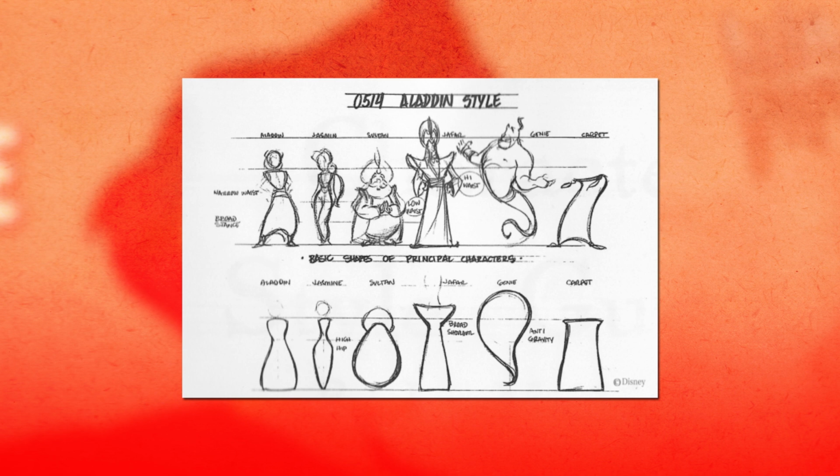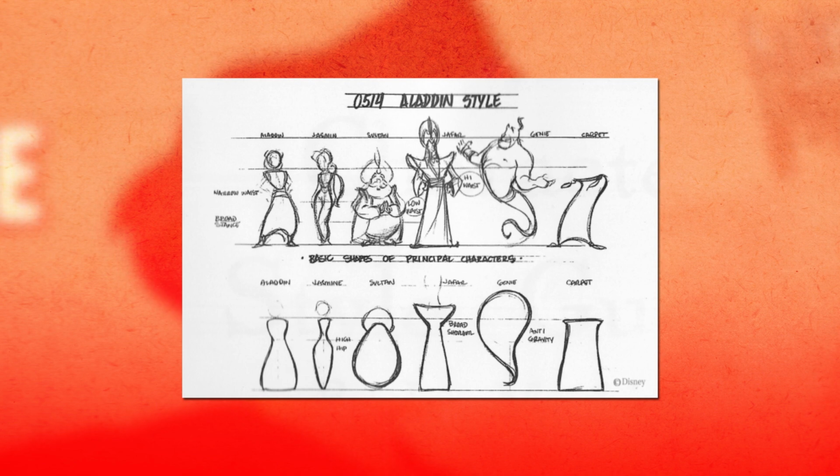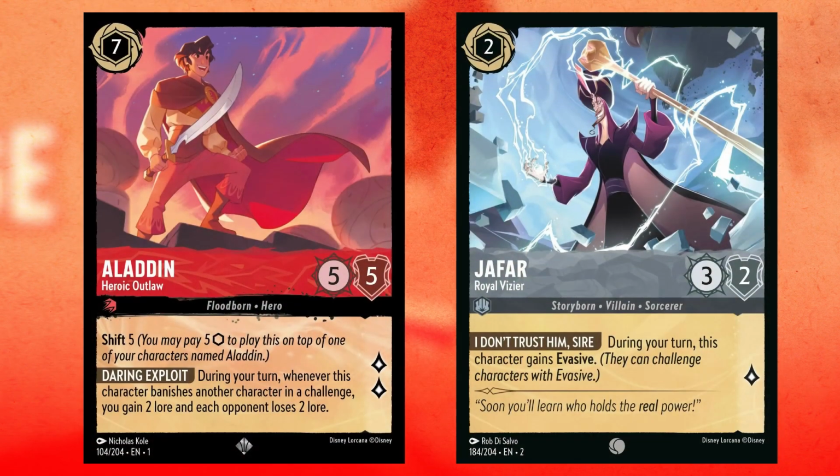Let's take the main four of these for example: Aladdin, Jafar, Genie, and Jasmine, since they've got Lorcana cards and they can exemplify their shape language. Aladdin and Jafar are so similar in shape language. Their entire structure is composed of two triangles crossing into one another, yet there's a contrast between the two.